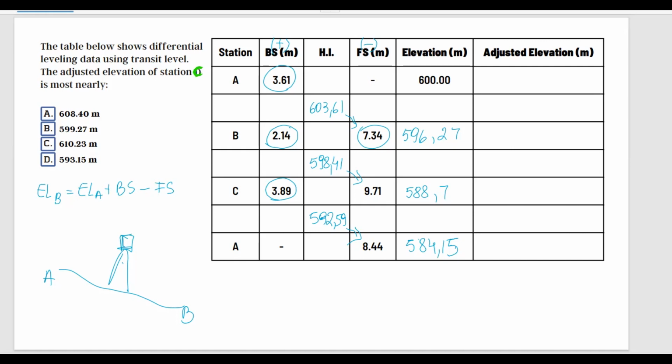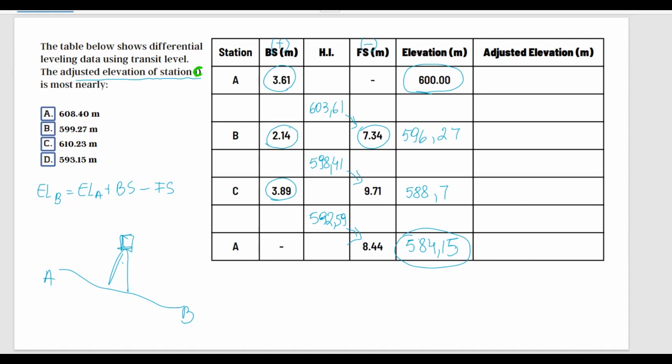So what we did here, we went in a circle and we are now back to station A, and we got an elevation different than the one we started with. We started at 600 and we got 584.15, which means that there is an error that occurred while calculating these elevations. So now we have to adjust the elevation at each station. In our case, we're only asked to calculate the adjusted elevation of station C. So this is how we're going to do it.